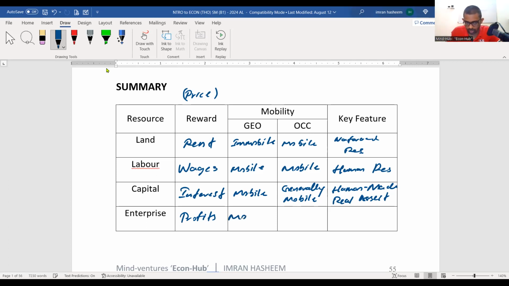Enterprise, the reward is profits. We expect a good entrepreneur to be geographically and especially occupationally mobile. It's the special human resource. That covers pretty much everything. Are we okay? Now, the only thing left to do is to answer the THY case.